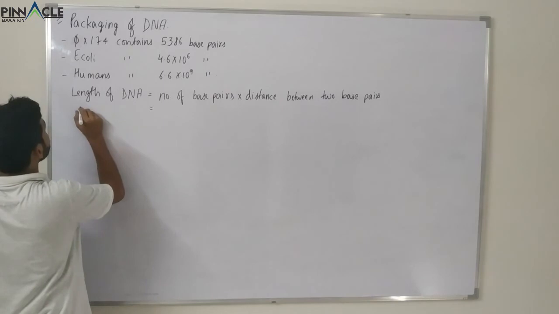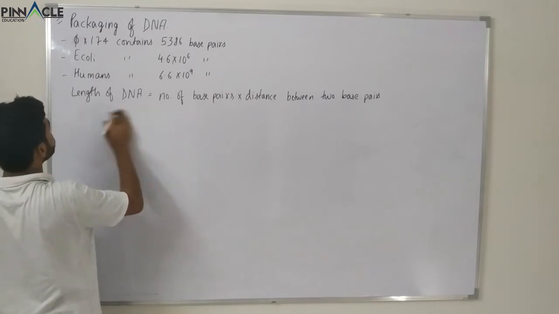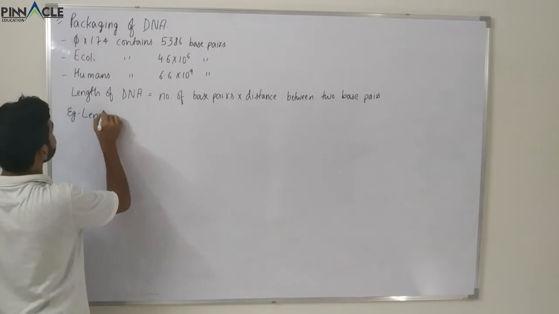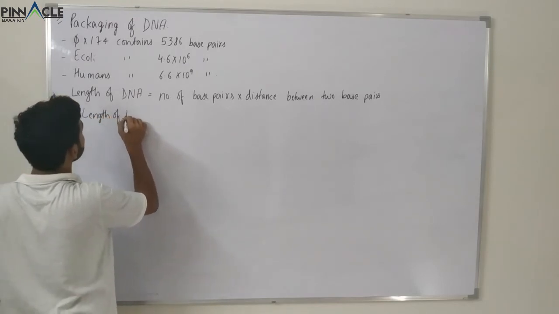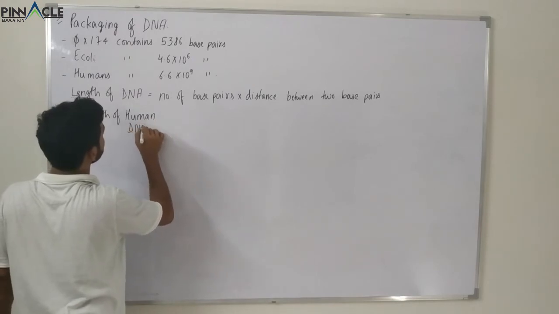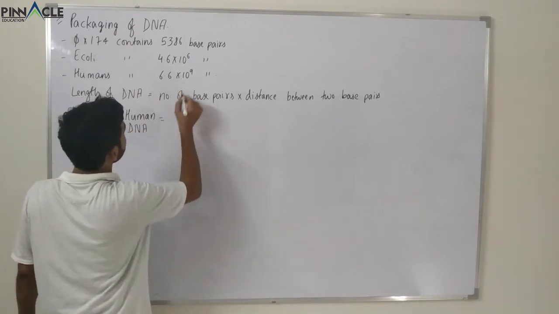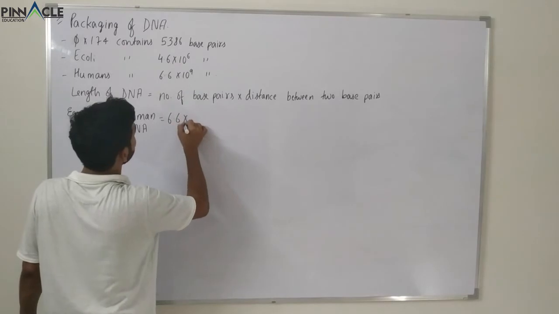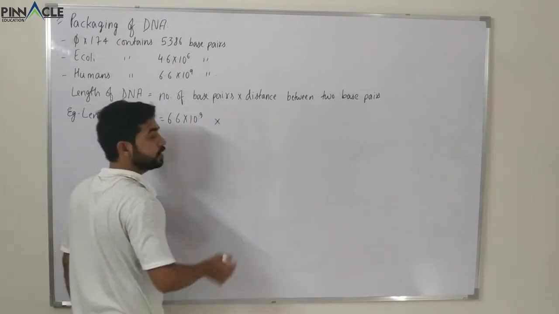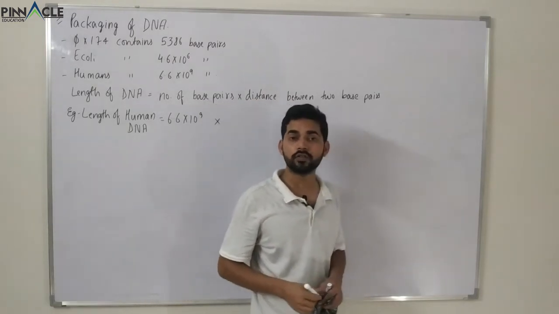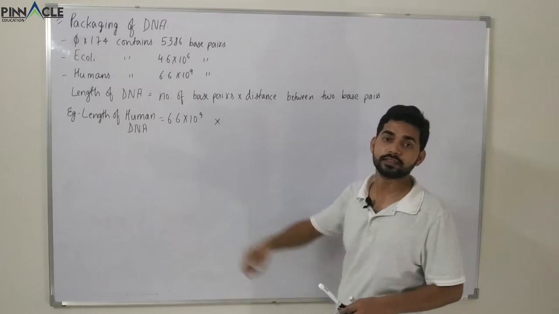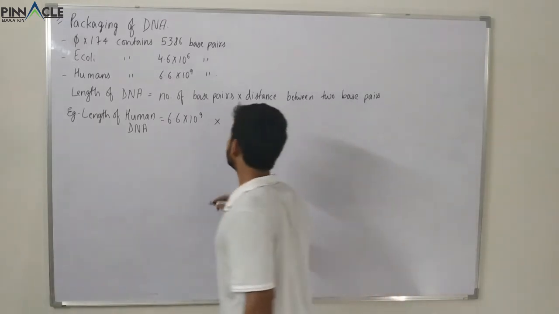So the length of the human DNA, for example, to find it we have to multiply this number by the base pair distance. 6 into 10 to the power 9. We have seen in the structure of the DNA helix that between two successive base pairs the distance is 3.4 angstrom.